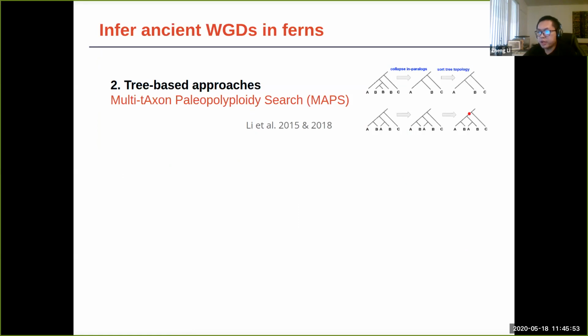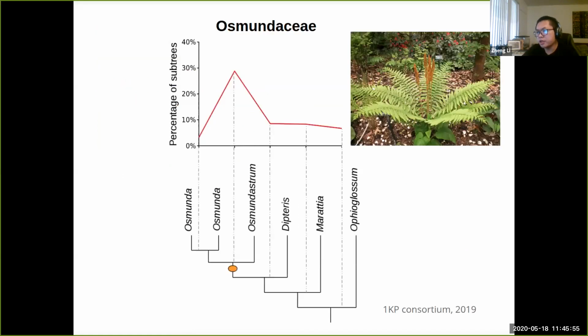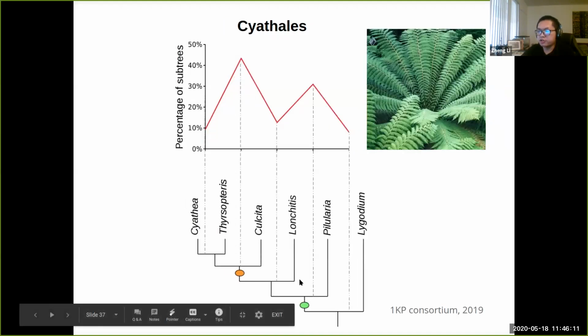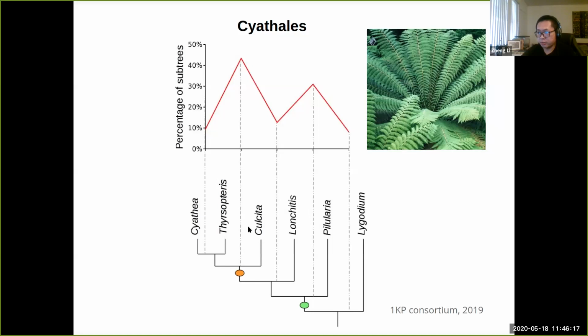With the tree-based approach, I want to show you one example from the Osmundaceae. Here, we found that there are two Osmunda species and also one Osmundastrum, and all three share the Osmundaceae whole genome duplication event. And also in the Cyatheaceae, the tree ferns, we see some species have experienced two rounds of whole genome duplication that are shared among the Cyatheaceae.